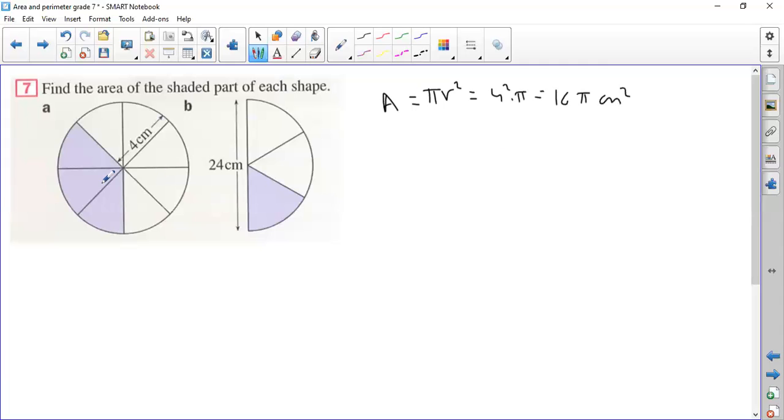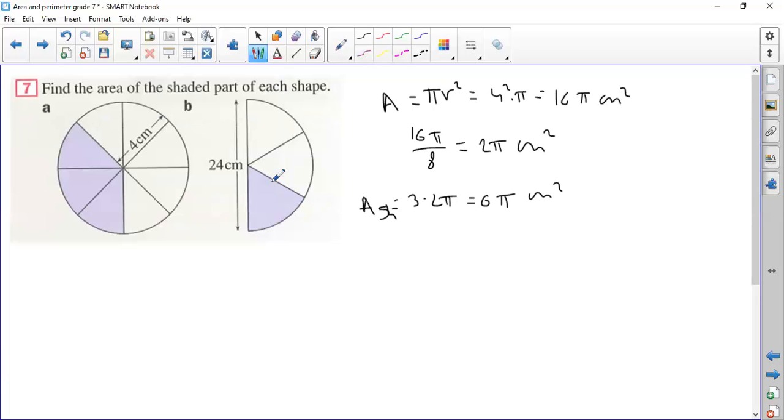Now I have to divide this one into 8 equal parts. So each part will be 16 pi divided by 8. Each part is what? 2 pi centimeters squared. In total, I have taken 3 of them. So 3 times 2 pi will be what? 6 pi centimeter squared. So the area of the shaded region will be 6 pi centimeter squared.